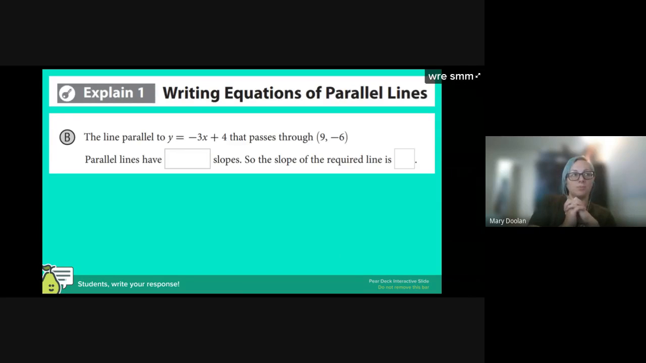And you're going to type 2 things for me. You're going to type what would go in the first box. Parallel lines have blank slopes. What word can I put there that would make that a true sentence? And then the second thing you're going to type for me is, so the slope of the required line is, that's a value. So you're going to give me a word and a number.